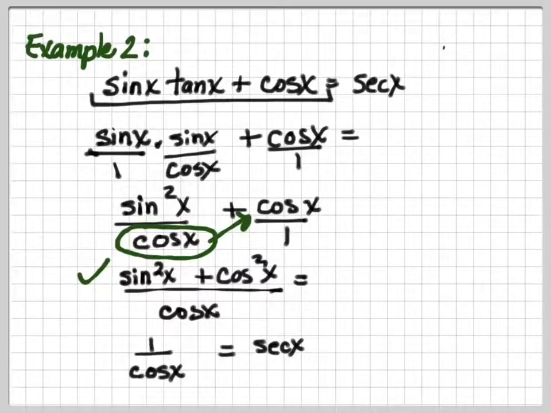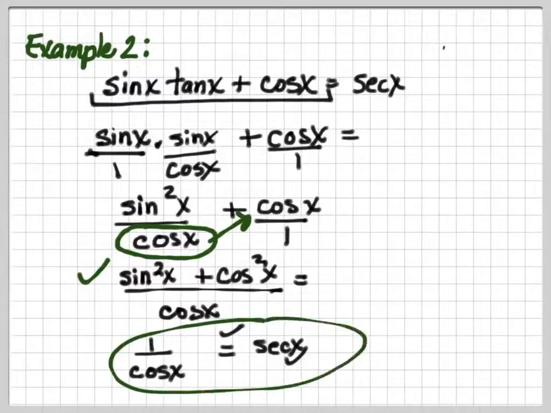So secant x equals secant x, and I have proven my identity. Right here, that goes back up to here.